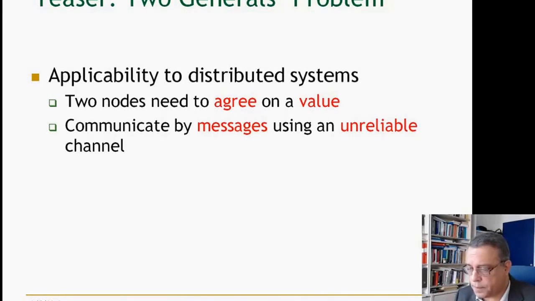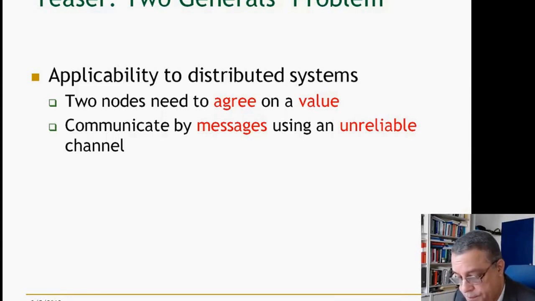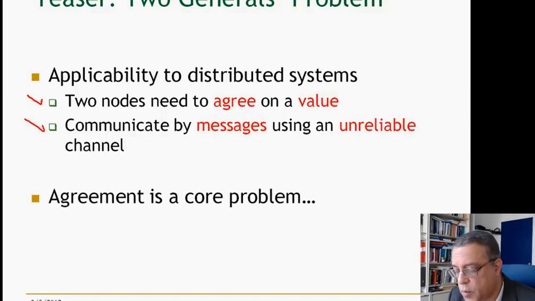So, the applicability of the two general problem. What is the two general problem? It is two nodes that need to agree on a value, and they communicate by messages using an unreliable channel, and they want to agree. And it happens to be in a system where we don't know how long the message can take to traverse from the sender to the receiver, or if the message can be lost. It happens to be that we cannot solve this problem.